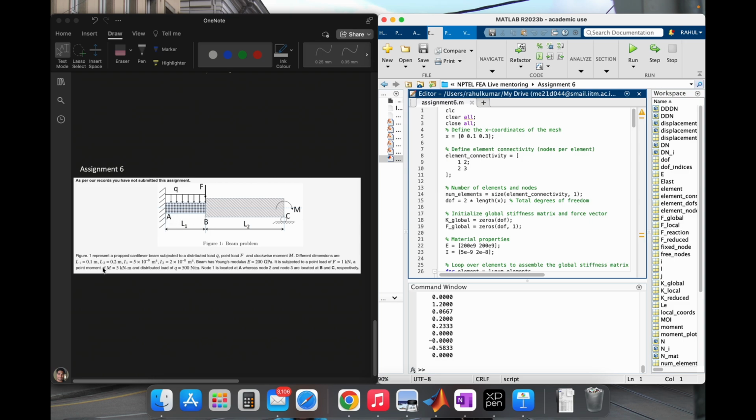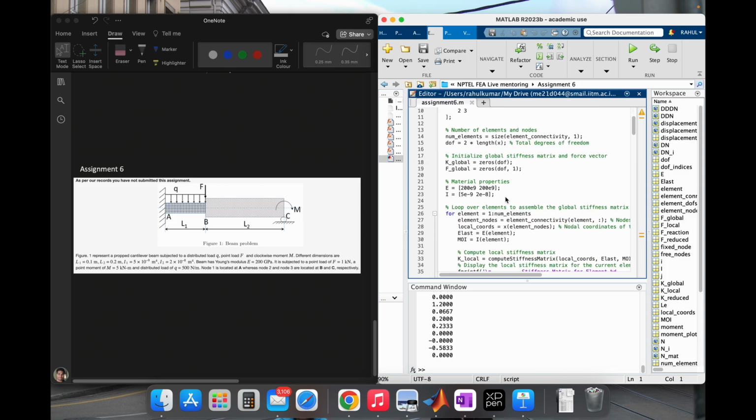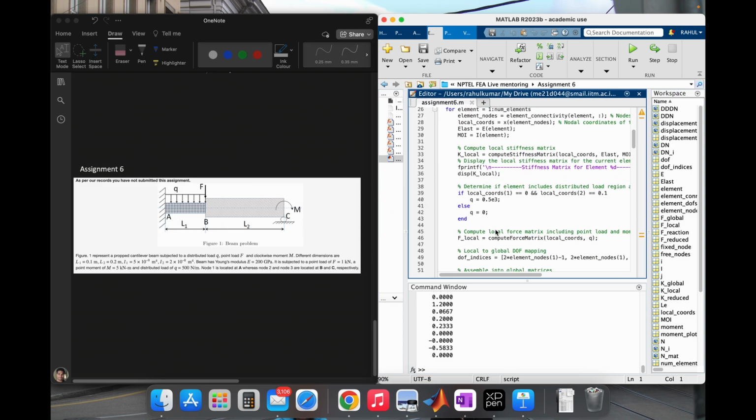We can see that we have to use L1 equal to 0.1 meter and L2 equal to 0.2 meter, so that's why I have meshed 0, 0.1 and 0.3. And this is the element connectivity, 1 2 and 2 3. These are all the same, but we have to use different moment of inertia. The elastic modulus is the same for both elements, 200 gigapascal, but the moment of inertia is different for the two elements.